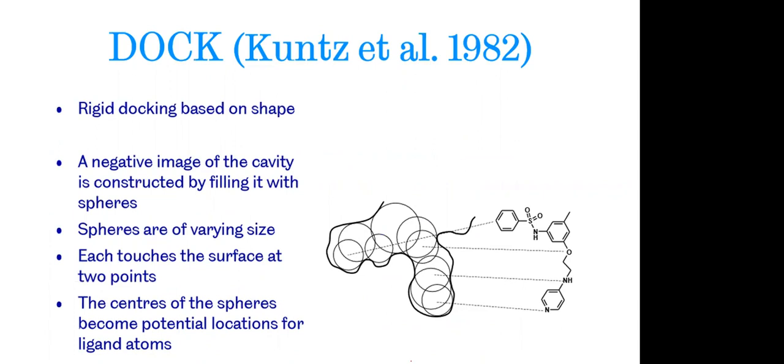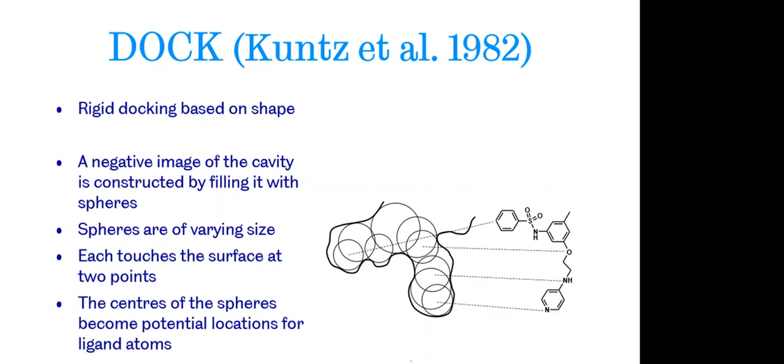In the case of DOCK, developed by Kuntz et al. in 1982, this algorithm is completely defined on shape complementarity. In this, both the receptor and ligand are considered as rigid compounds, and no flexibility is considered.